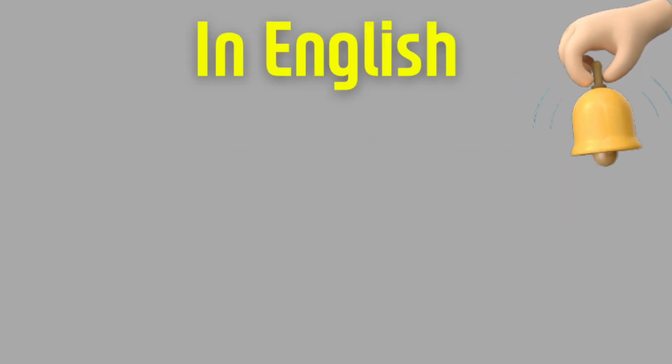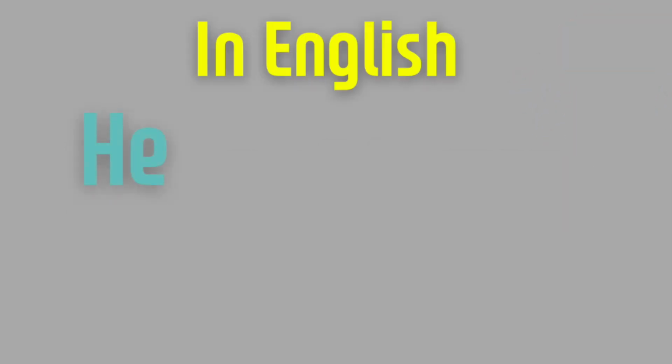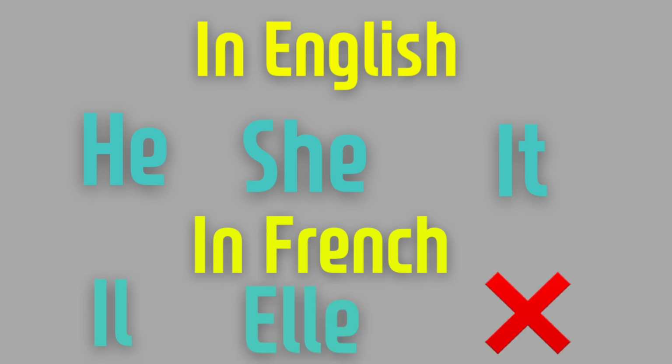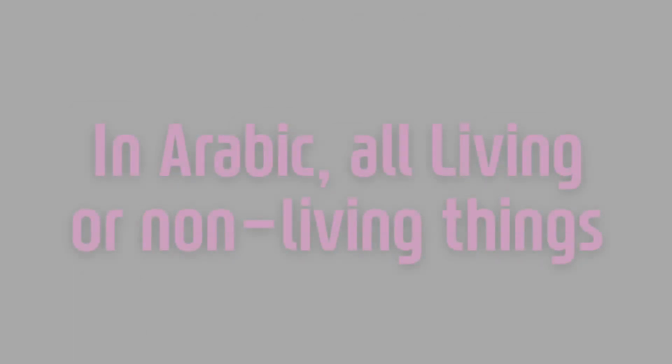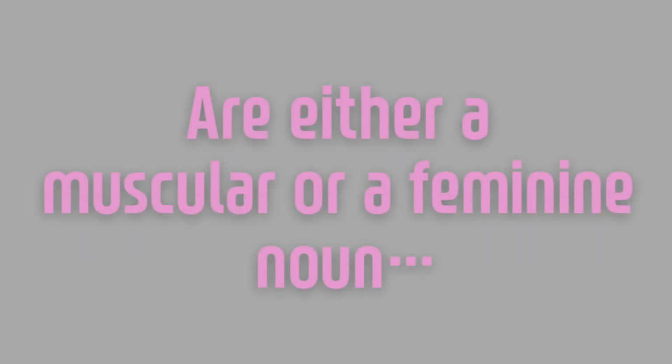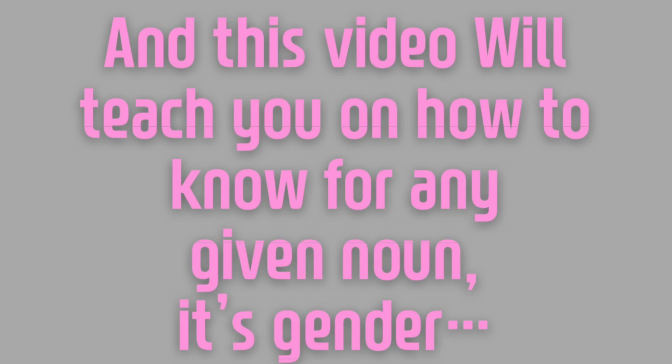For instance, in English we have he, she, and it. In French we have il or elle, and no such thing called it. All nouns are either masculine or feminine. Same goes with Arabic. There is no it. And for today's video, I will be giving you an easy tip to identify any given noun's gender.